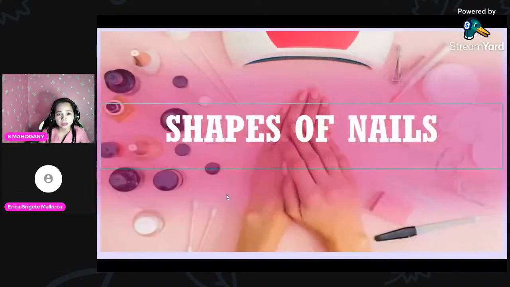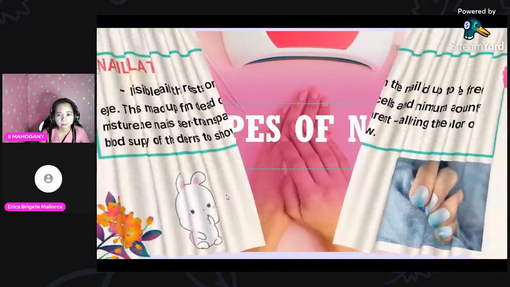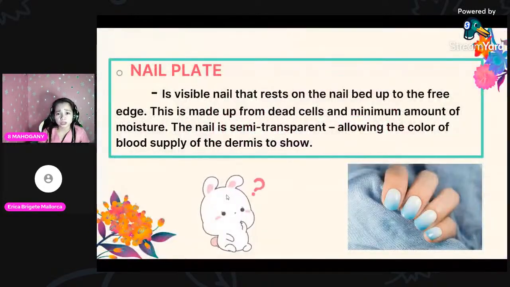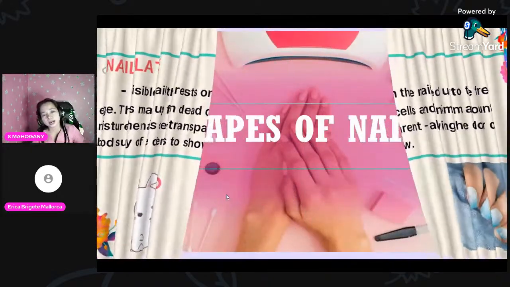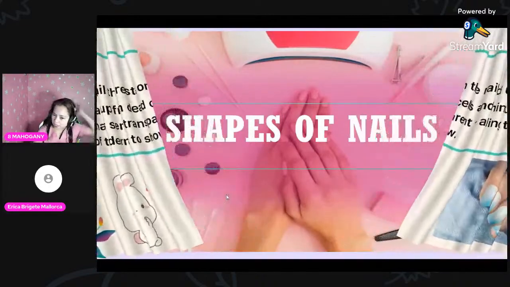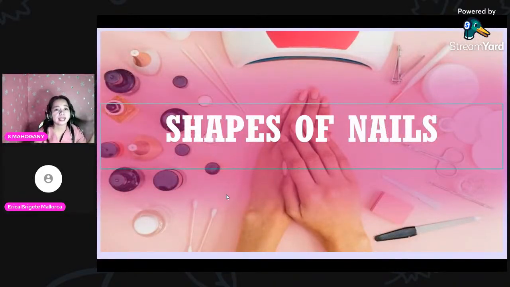Okay, so take a look again. Take a look with the picture. Okay po? The shapes of the nail. So, kanina, those are the structures or the parts of the nail. So, wag po nating kalimutan. Ilan po yon? So, we have 5. Tama po ba? 6? So, do not forget the different structures of the nail.